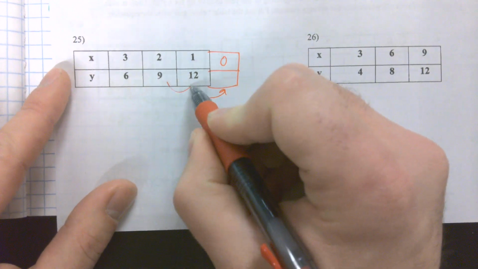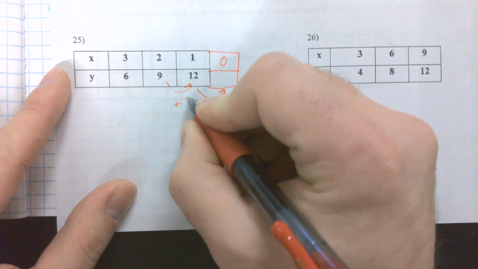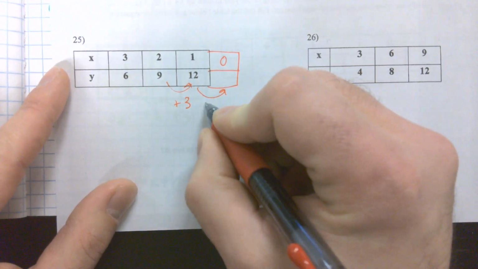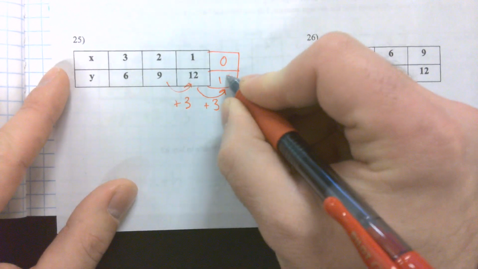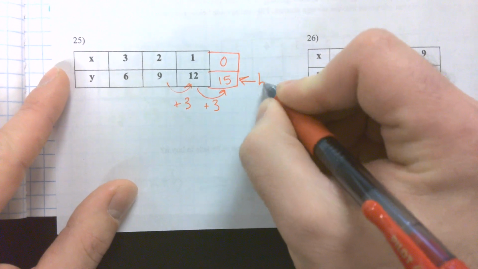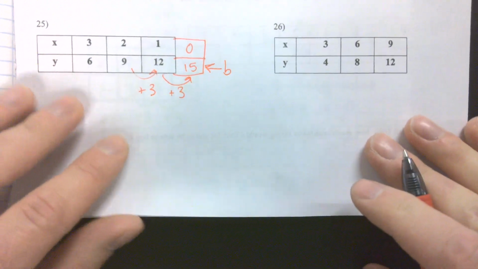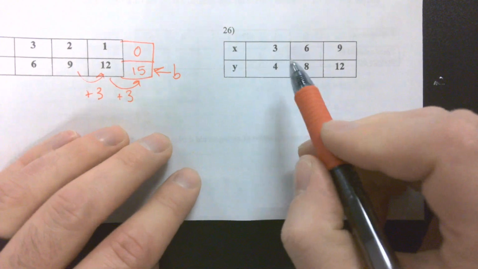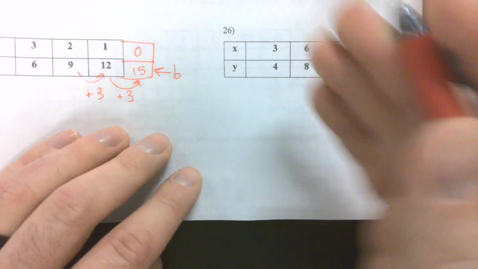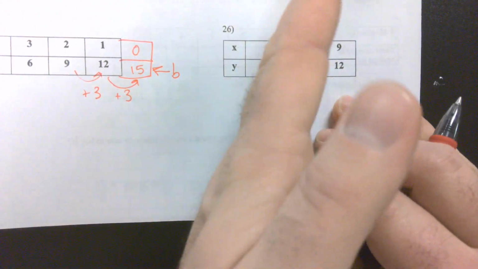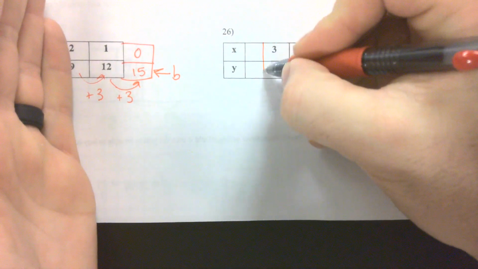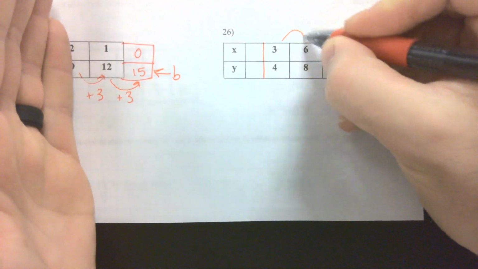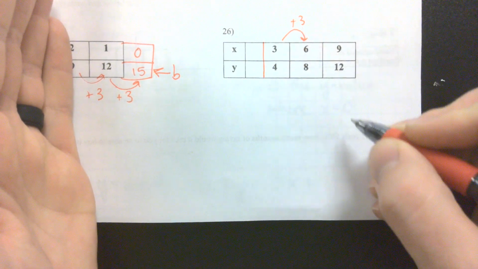So how do we get from 9 to 12? Plus 3. So 12 plus 3 would give me what? 15. Boom. There's my b. In this one, if we have 3, 6, 9, we're getting larger to the right. So my 0 is going to be to the left. From 3 to 6 is plus 3.